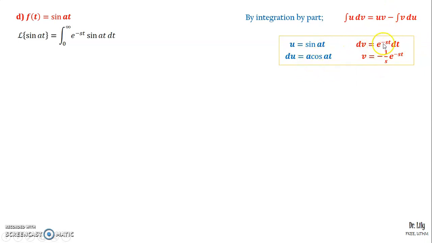dv eksponen st you dapatkan v, you kena integrate ni, so you akan dapat negatif 1 per s eksponen negatif st. So kita masukkan balik ke dalam ini. So kita guna formula ni, so you akan dapat u, this is v minus integrate v du. Alright. Okay. So kita boleh gantikan value t ni dengan infinite, tolakkan dengan 0.